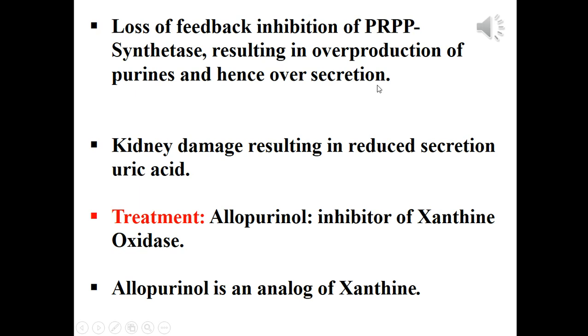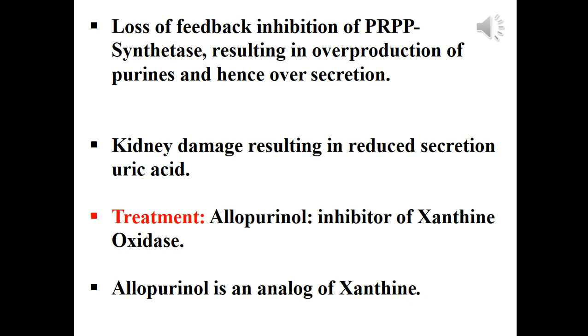Another cause of gout is loss of feedback inhibition of phosphoribosyl pyrophosphate synthetase enzyme, resulting in overproduction of purines and hence overproduction of uric acid. Also, kidney damage results in reduced excretion of uric acid.